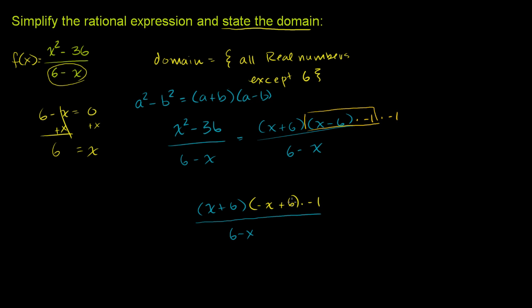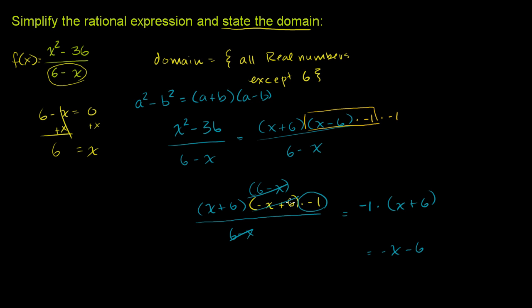Now, -x plus 6. This is the exact same thing as 6 minus x. If you just rearrange the two terms, -x plus 6 is the same thing as 6 plus -x, or 6 minus x. So now you could cancel them out. 6 minus x divided by 6 minus x. And all you're left with is a -1. I'll write it out front. All you're left with is a -1 times x plus 6. And if you want, you can distribute it, and you would get -x minus 6. That's the simplified rational expression.